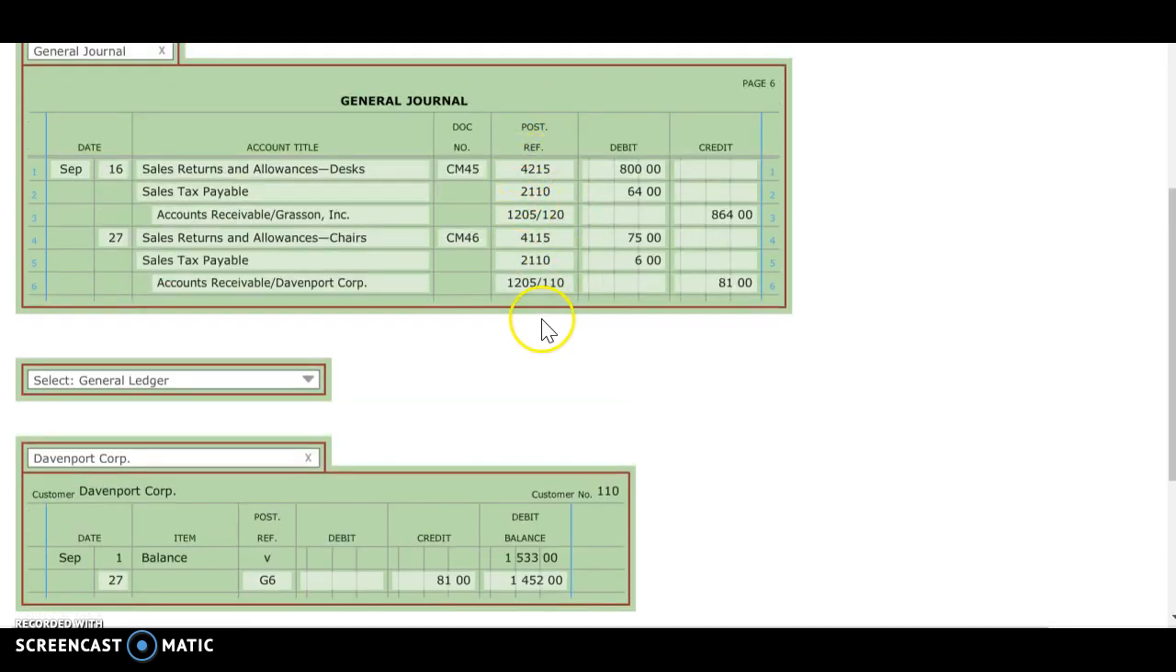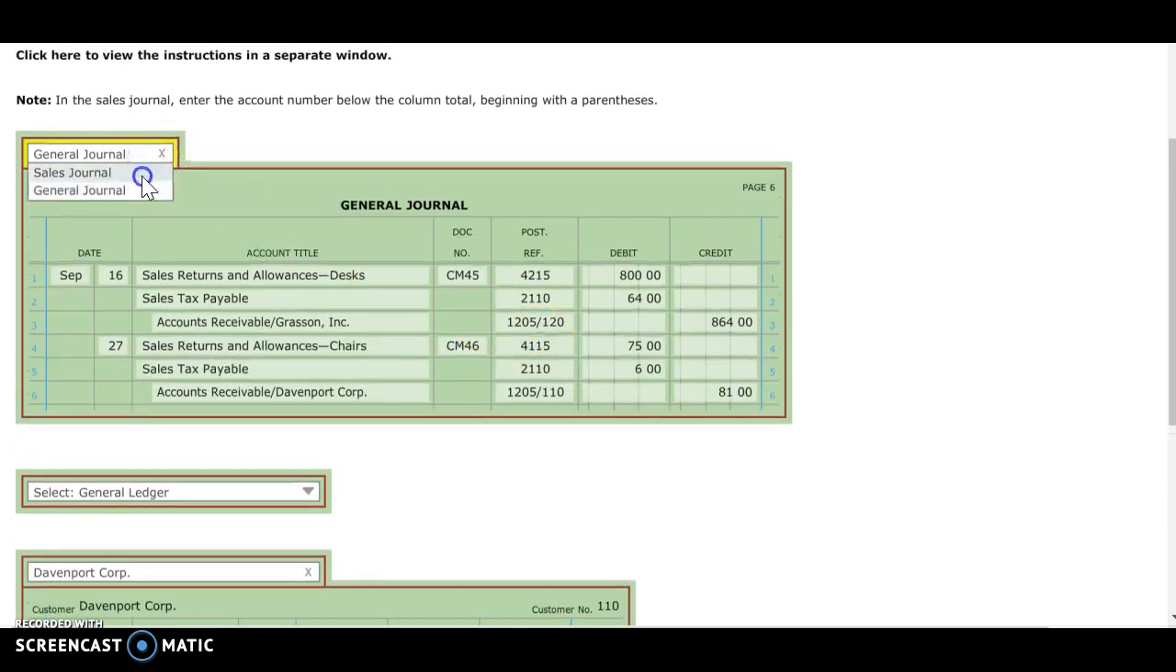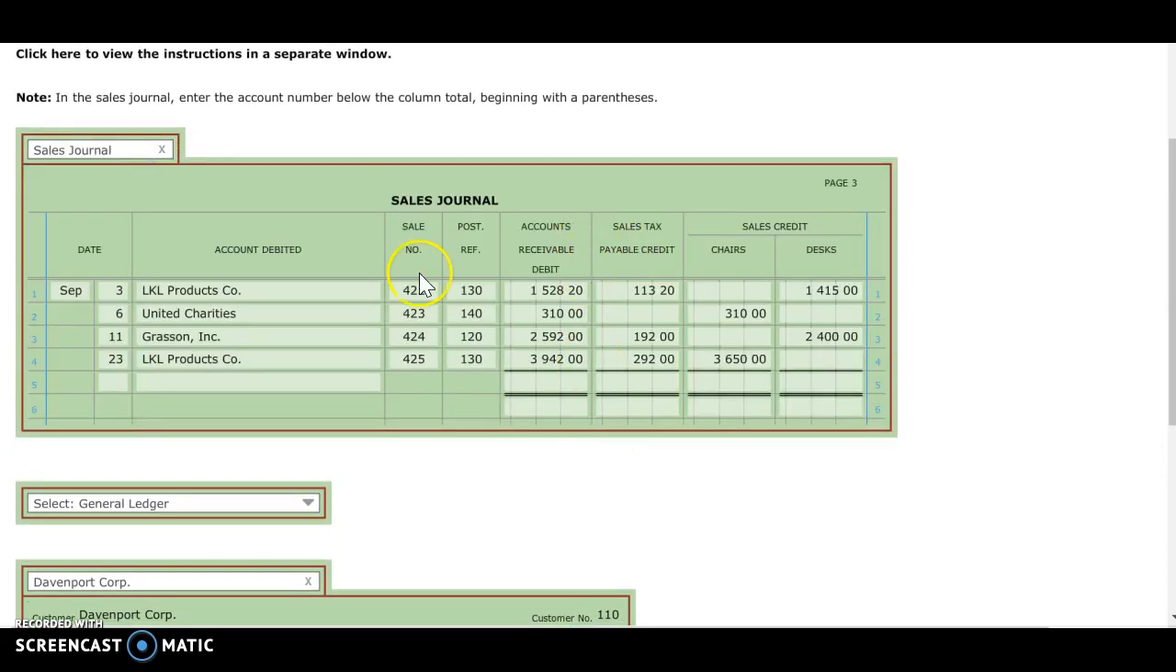Okay, so we see that my general journal is filled in. It's all posted individually, and so is my sales journal. And so the post reference column is filled in. All right, so we're going to move on to step number 2. Step number 2 is we're going to total and prove.